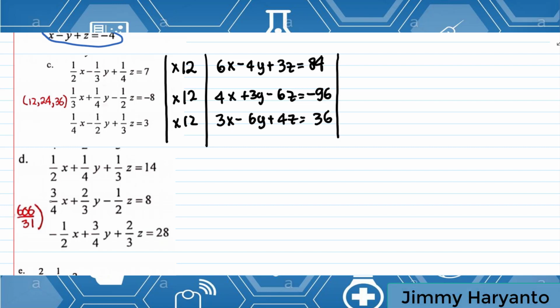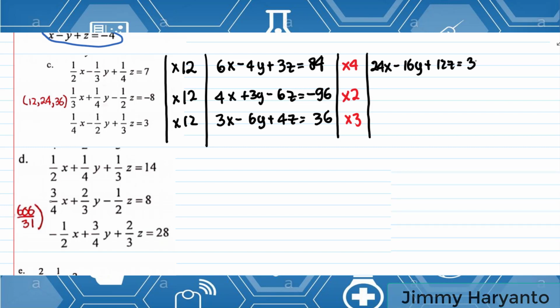Okay, and then I will try to eliminate the z. For this one, I will times it by 2, for this one by 4, this one by 2, this one by 3. If you have a different way, it's okay as long as you get the answers. So times it by 4: 24x minus 16y plus 12z equals, times it by 4, 336. Next 8x plus 6y minus 12z equals negative 192.